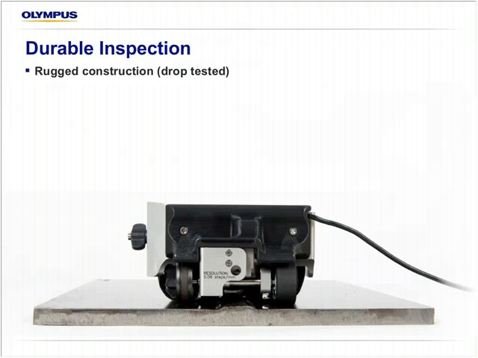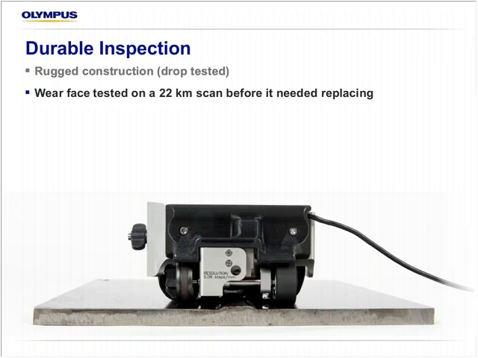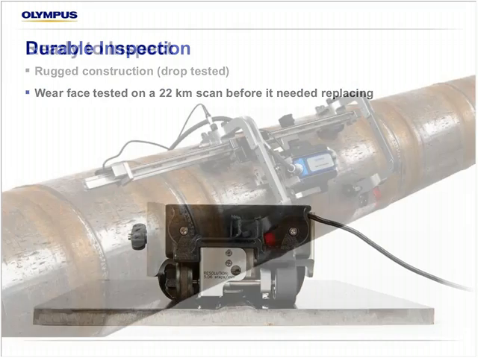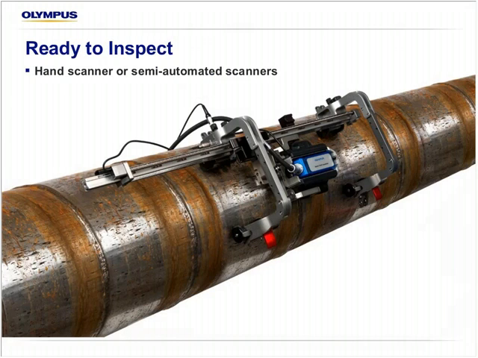It's a very durable inspection. This Magnaform is very durable, has been drop tested and everything. We tested up to 22 kilometers of scanning before we noticed that, yeah, maybe the wear face could be changed. So 22 kilometers on actual steel on a test bench was pretty impressive. It's ready to inspect, and can be fit into hand scanners or semi-automated scanners.